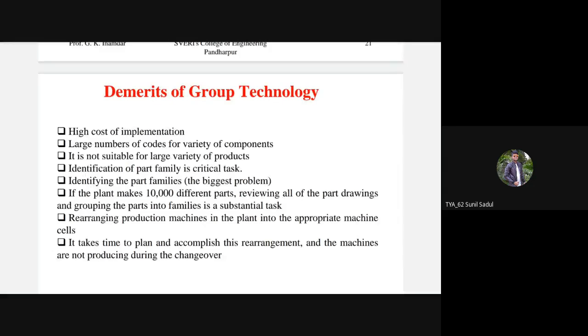What is changeover? Whenever you change the machines. Now this is also somewhat difficult: which tool is suitable for that machine? From this lot, whatever the number of products will be, the maximum, how can we identify that? This is also somewhat difficult. This is also a demerit of group technology.